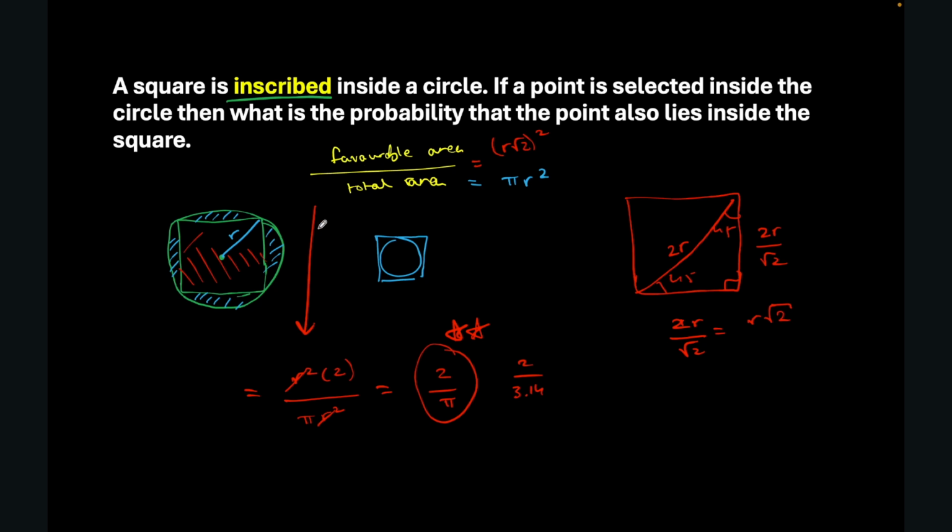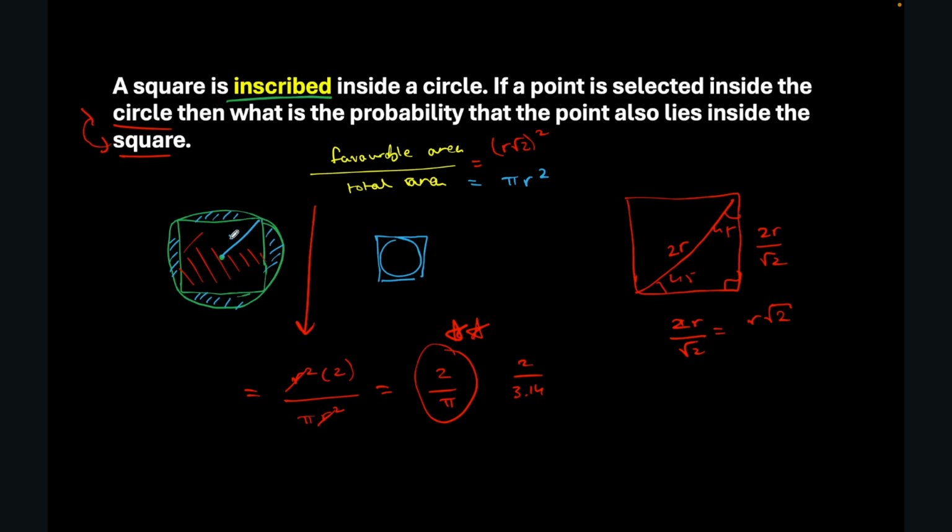Now a trick question in this situation could be saying that a square is inscribed inside a circle, and if a point is selected in the square, what is the probability that it also lies in the circle? I'm just replacing the square and the circle here with each other. Okay, in that case, the probability would be 100%. Why? Because if it's inside the square, it by default is going to be inside the circle, right?